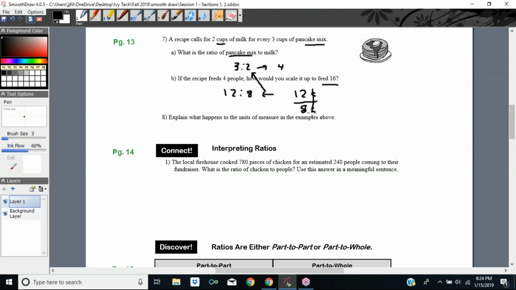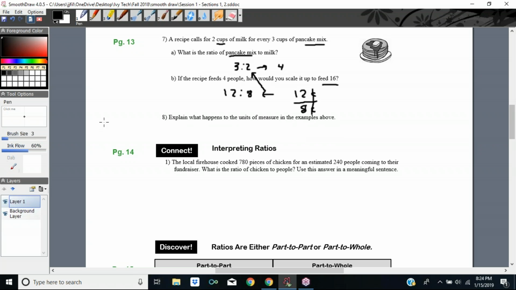They actually reduce each other out, and there aren't any units in this case. So it's just 12 to 8. It's not 12 cups to 8 cups. It's just 12 to 8 mathematically. So the ratio is the same regardless of the units used. It doesn't matter what units we use here.